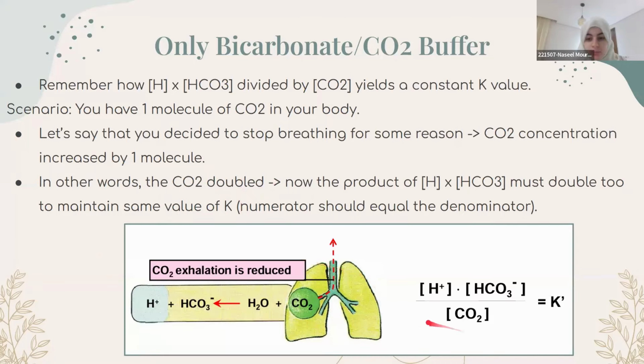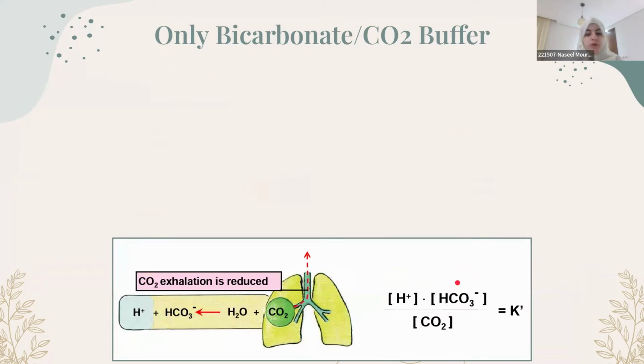Your carbon dioxide doubled, so basically over here, this number doubled. Now we want to keep this value constant, right? So what do we have to do to these two up here? We also have to double them in order to make sure that the K value remains the same. So basically what I'm saying is that any change that happens to the denominator should also happen in the numerator, okay? And this is from math. Okay, so how do we do that?